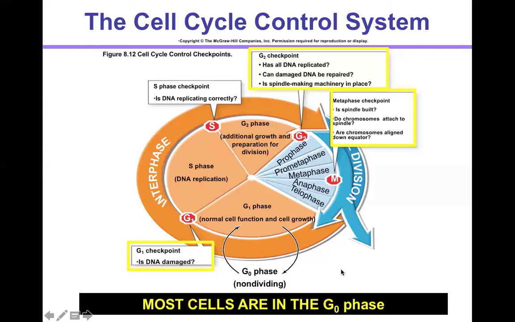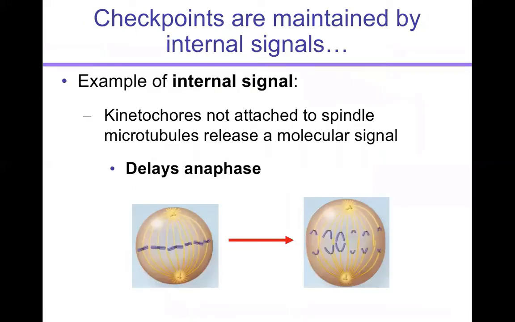Okay, so if we think about these kind of checks and balances and whether or not things are going to move forward or stop, a lot of it is controlled by internal signals. And an example of this was that one I was talking about in metaphase. So let's say we get our chromosomes and they're lined up like they're supposed to, but the kinetochores are not attached to the spindle microtubules.